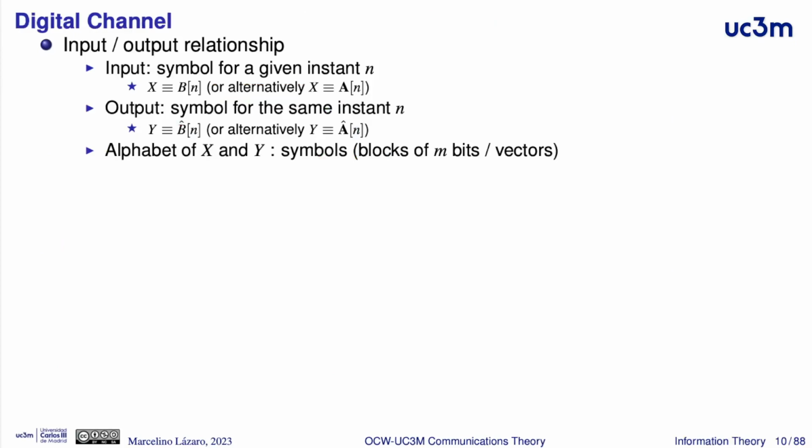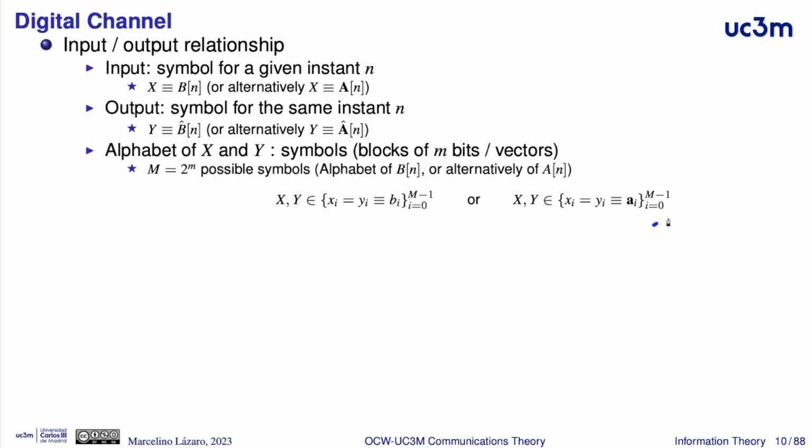In the probabilistic definition of the digital channel, the input X is the symbol that is transmitted at discrete instant n, and the output Y is the estimation of the symbol that is transmitted at the same discrete instant. Taking into account the one-to-one relationship between symbols and vector representations of these symbols, the input can also be considered the vector representation of the symbol at n, and the output can also be understood as the vector representation of the symbol at the same discrete instant. Therefore, both the input X and the output Y will have the same alphabet, the alphabet of the symbols, or maybe the alphabet of the vectors that represent these symbols. It is an alphabet of capital M symbols in general.